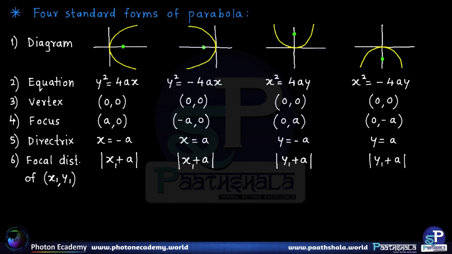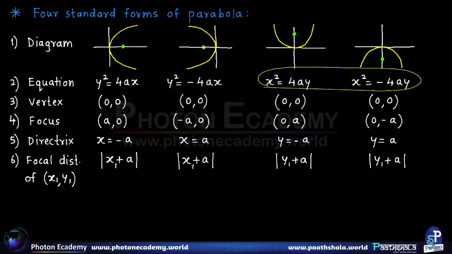Then next we can see the equations of them. As you can see, the parabolas which are opening rightward or leftward have the y square term and the other term is negative, whereas the remaining two have the x square term and the other term is once again negative. In case of vertex, since all of the parabolas have the same vertex, it is the origin that is common to all.